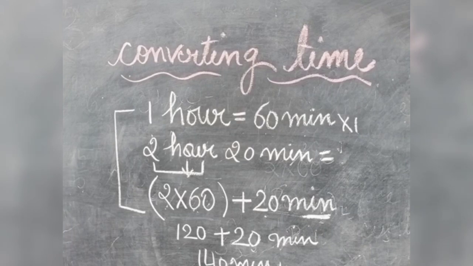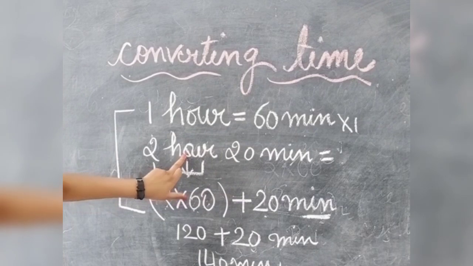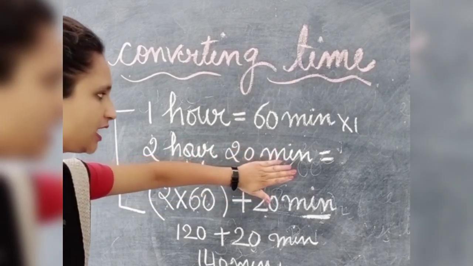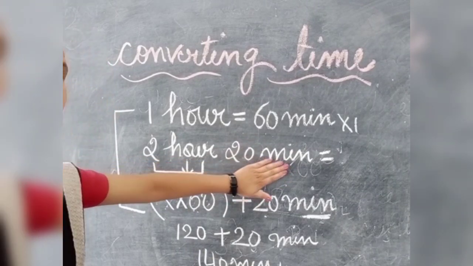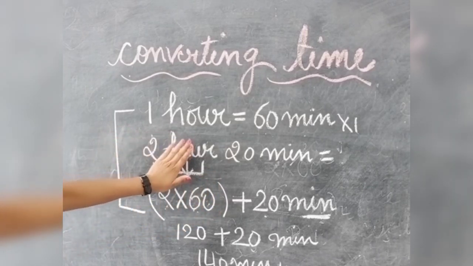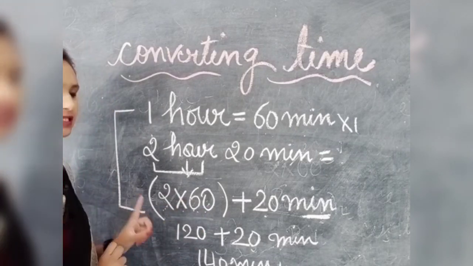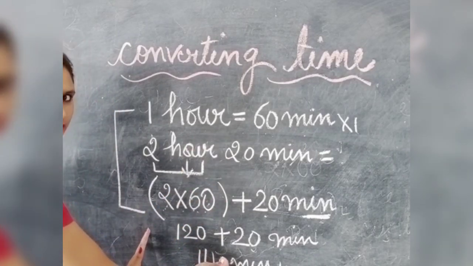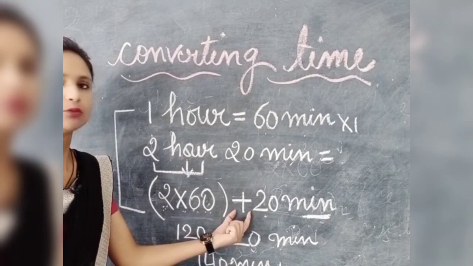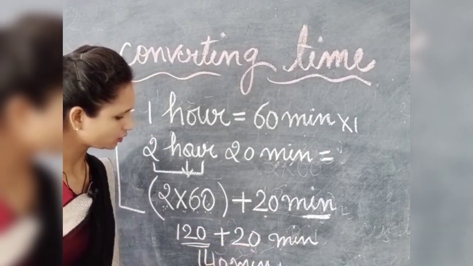Look at this again. This was in hour and this was in minutes. 2 hour 20 minutes. You will not touch this one. You will keep this as it is because it is already in minutes. You will only convert the hour. 2 hours you have to convert into minutes. For that you have to multiply it with 60. Just solve this side first, that is the hour. 2 multiplied by 60, 120. Then put the sign of addition, plus 20 minutes. 120 plus 20, 140 minutes.